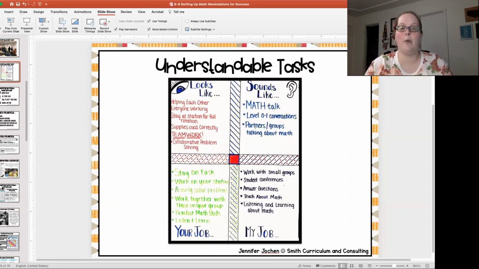And then we also talk about what their jobs are and what my job is. Their job is to stay on task and work on their station and work together with their group. Notice on the your job, it does not say complete every station 100%. Because like I said earlier, Math Workshop is for review and enrichment. It is not for completion.